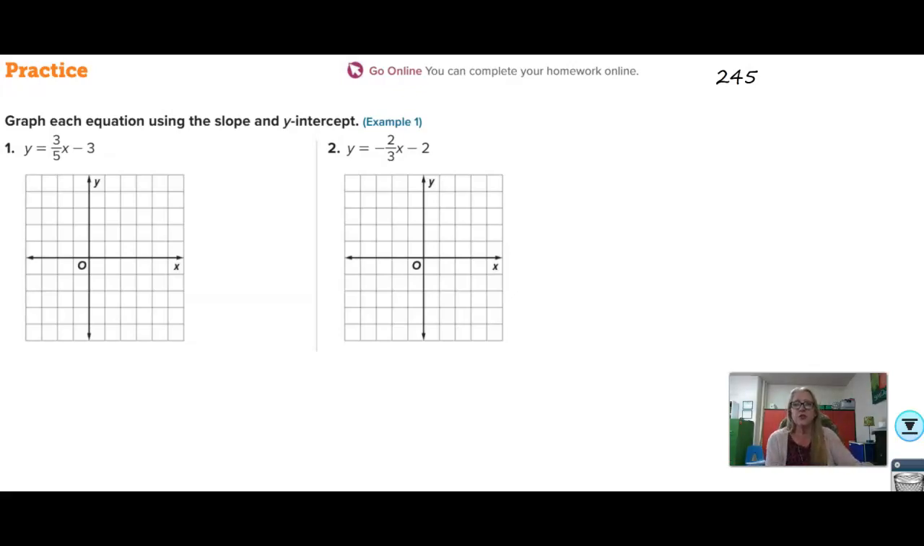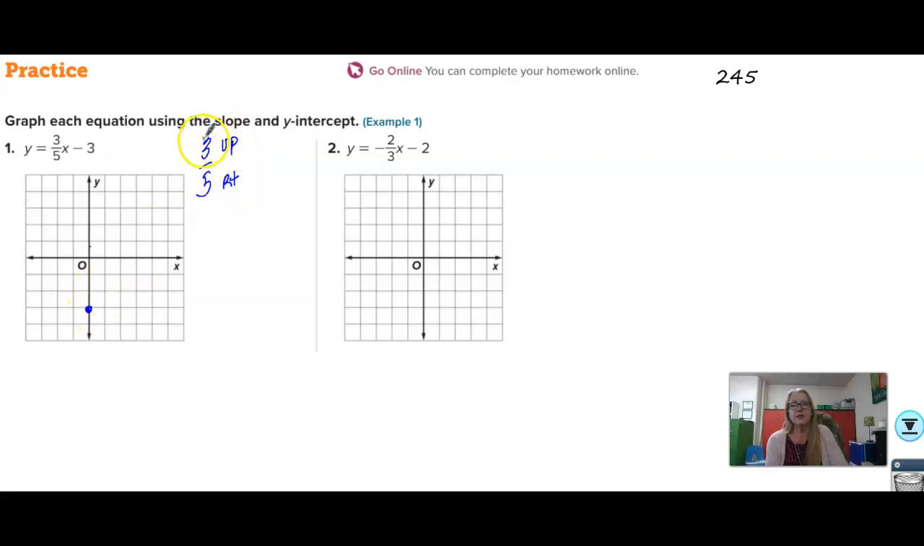It starts off, graph each equation using the slope and the y-intercept. This is what we've been doing. So we look at the first one. Our y-intercept is -3. We start at the origin and we go down 1, 2, 3. That's our starting point. Our slope is 3/5, and it's positive 3/5. So this is up 3 and right 5.